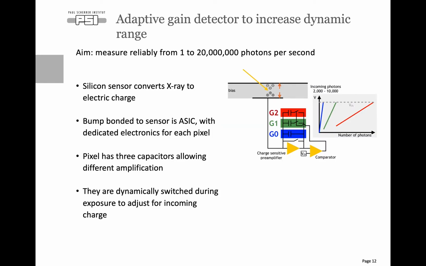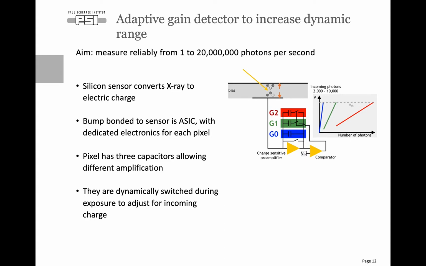What is specific about Jungfrau is that we really aim to be able to measure with a very high dynamic range. We want to be able to measure just a single photon that hit the detector, or 20 million photons that hit the detector per second. To be able to cover such a high dynamic range, each pixel has actually 3 modes for measurement. It has 3 capacitors to store the charge that was generated by X-rays during exposure.